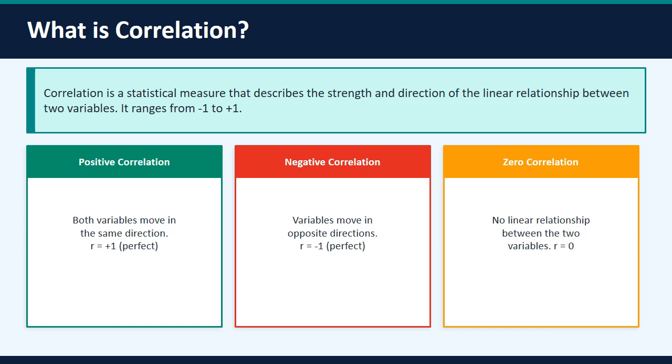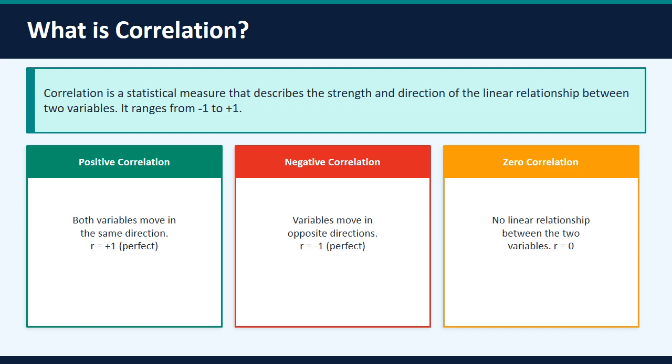Then what is negative correlation? If one variable increases and the other decreases, then it is called negative correlation. For example, more speed, less travel time. If there is no pattern, then that is called zero correlation. For example, shoe size and intelligence. These are some examples of zero correlation.